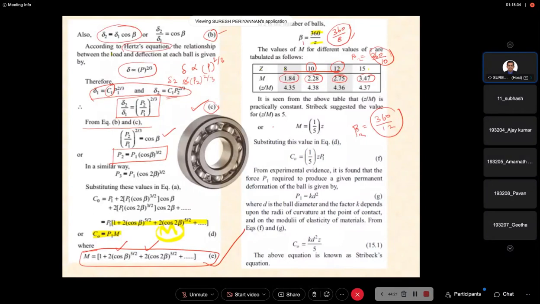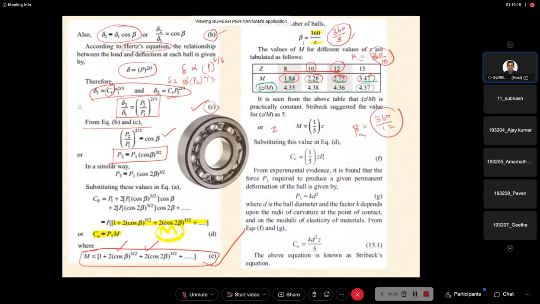Now take Z by m, what is the value? We know the number of balls, 8, and we know the m value, already found; similarly for 12 balls and 15 balls. Now find the Z by m ratio, the number of balls divided by m. 8 by 1.84 gives 4.35. 10 by 2.28 gives 4.38. Similarly for 12 balls, 12 by 2.75 gives 4.36. Similarly for 15 balls, 15 divided by 3.47 gives 4.37.